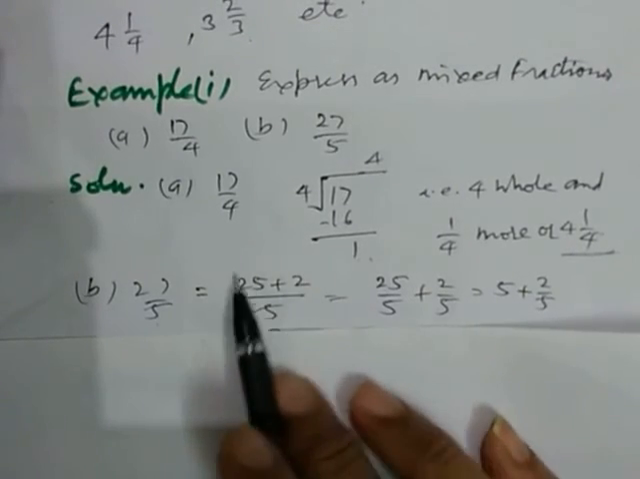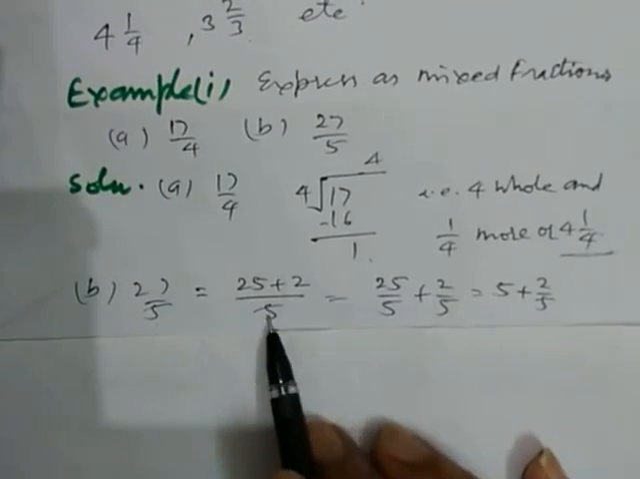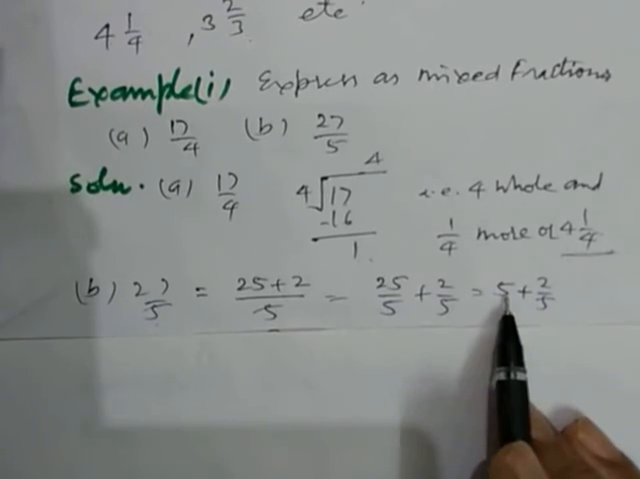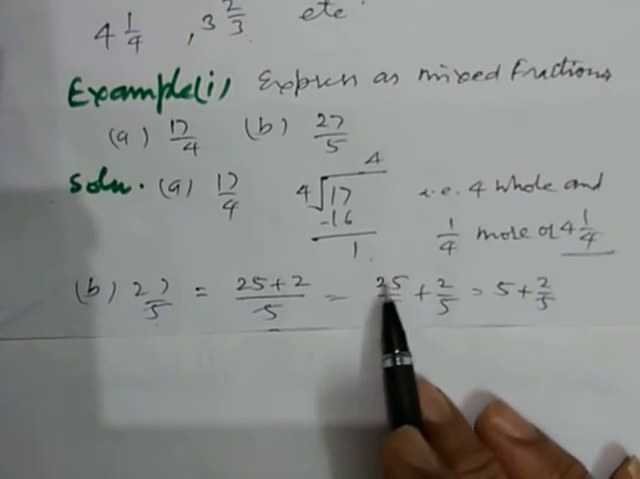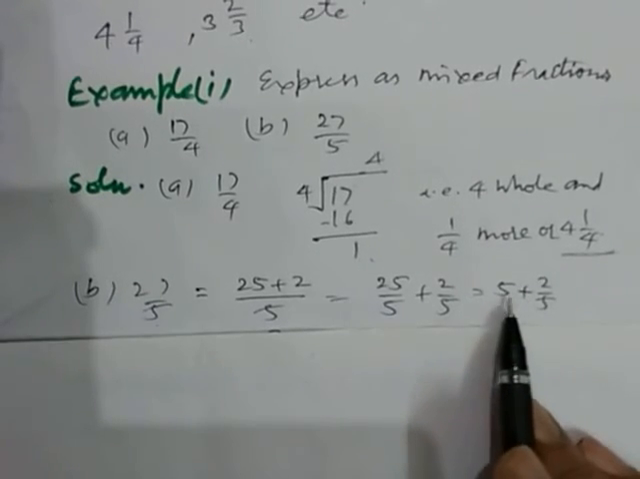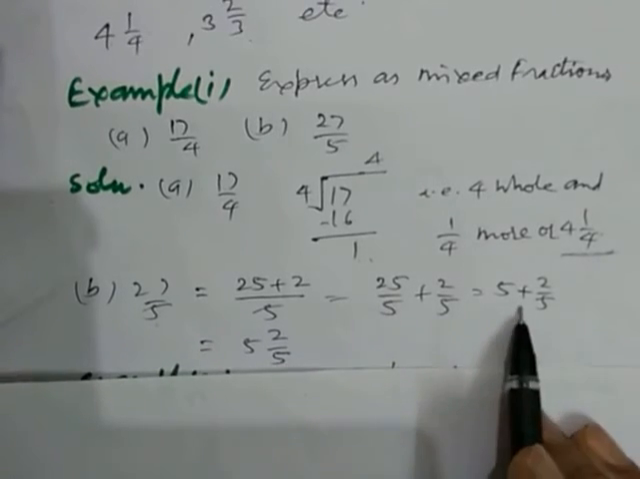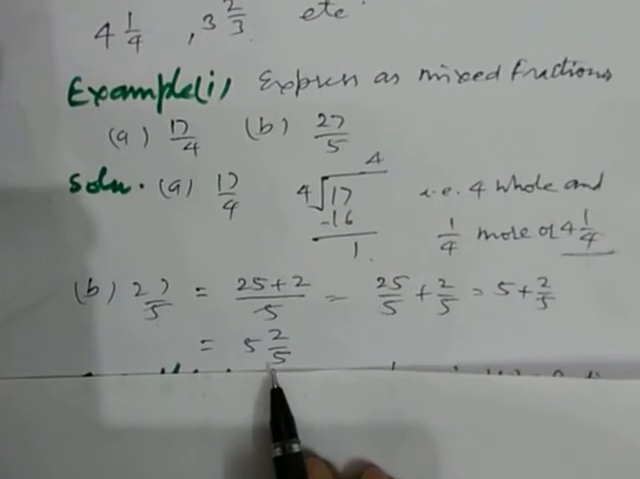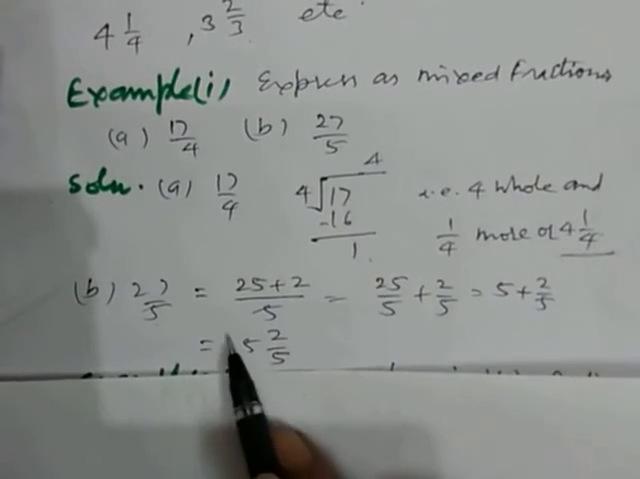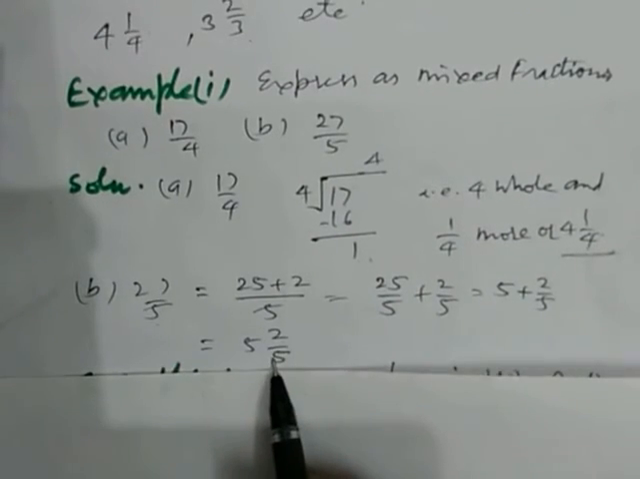Now, what is the meaning of this 25 plus 2 by 5? This means 25 by 5 plus 2 by 5. Okay, and 25 by 5 is 5. By dividing 25 by 5, we get 5. And this is 2 by 5. So 5 plus 2 by 5 is the mixed fraction. We can write it also as 5 and 2 by 5. Okay, both ways are correct, but we write it as 5 and 2 by 5. This is the mixed fraction. So this way we also solve this.